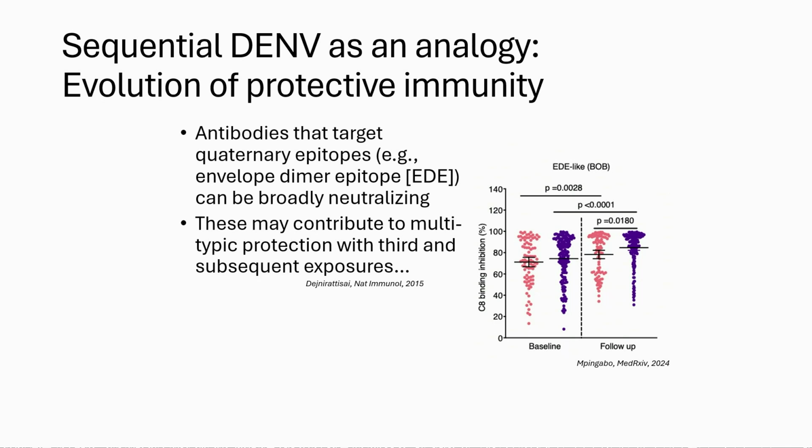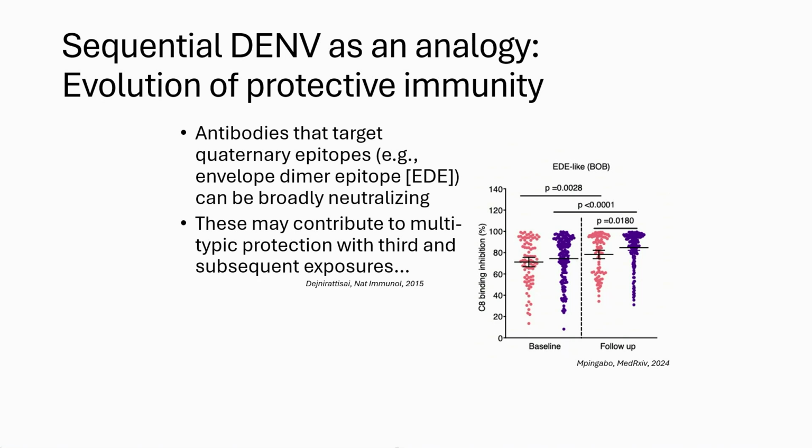And this study, which has not yet been peer-reviewed, but just came up on medRxiv, potentially demonstrates this accumulation of antibodies against quaternary epitopes with sequential dengue exposures. So this is looking at individuals who were in the Philippines, some of whom received the dengue vaccine, some of whom did not, and they followed them over time. In the interim, there was a large dengue outbreak, and many of them became infected.